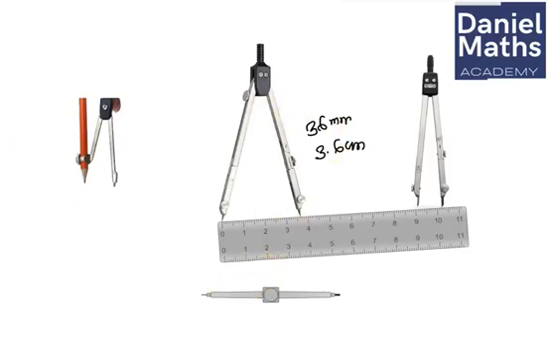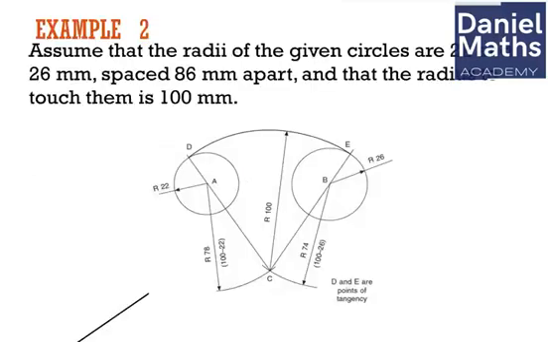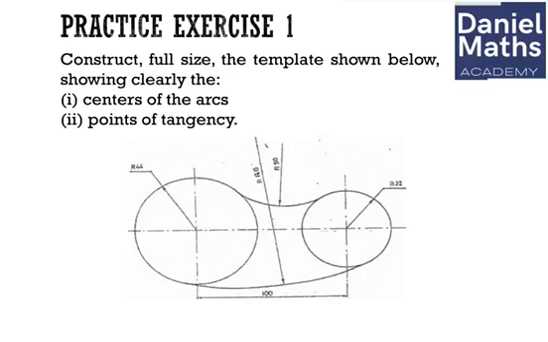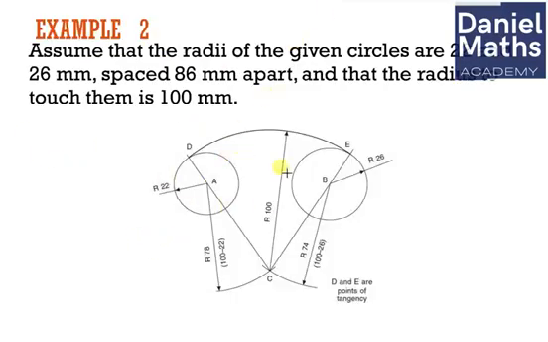So let us quickly go back to the second part we have. This is what we are expected to draw in the second part. I'm going to quickly get into that drawing right away. In this case, the distance between the two circles is 100 millimeters.